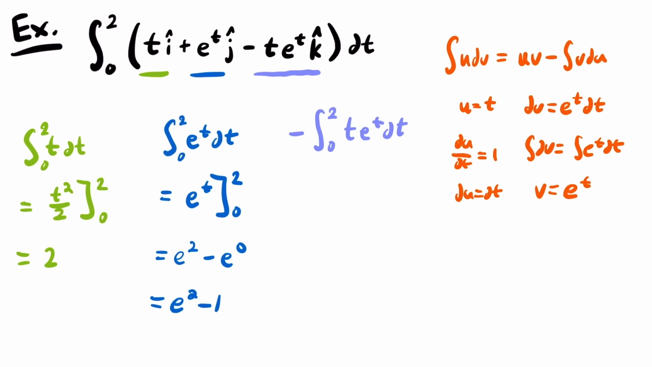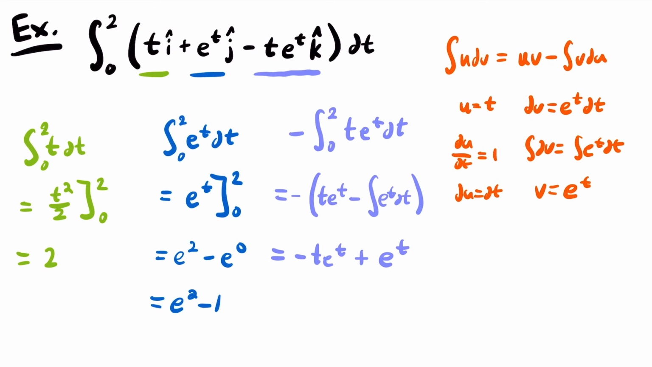So putting all those pieces together, we get this. We will have negative, and then we're going to rewrite our integral using the integration by parts formula. uv will be t times e to the power of t, so we have t times e to the power of t minus the integral of v du. So we have e to the power of t dt, and then the integral of e to the power of t is just itself once again. So distributing that negative, we get negative t times e to the power of t plus e to the power of t.